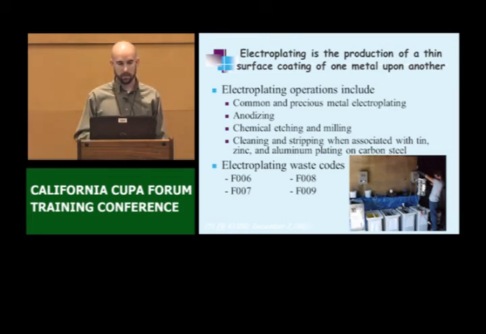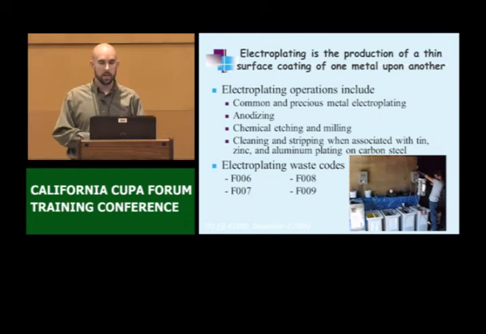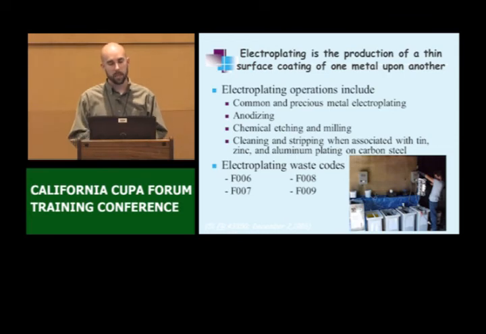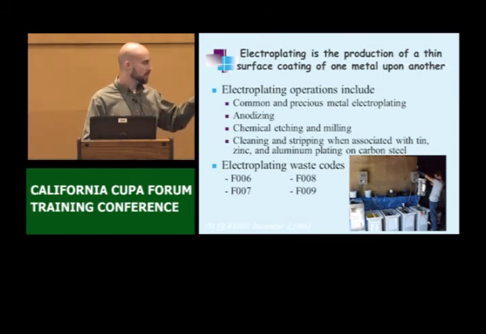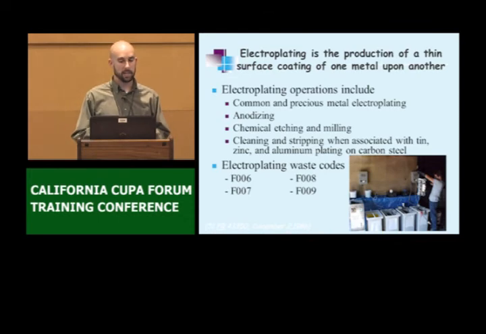All right. So any questions on spent solvent? All right. So electroplating, production of thin surface coating, metal, have electricity going across in a bath, anodizing, oxidation, chemical etching, milling, cleaning and stripping, all have F006, 007, 008, and 009 listings. The 7, 8, and 9 only are applicable when cyanides are involved. F006 is for the sludge.